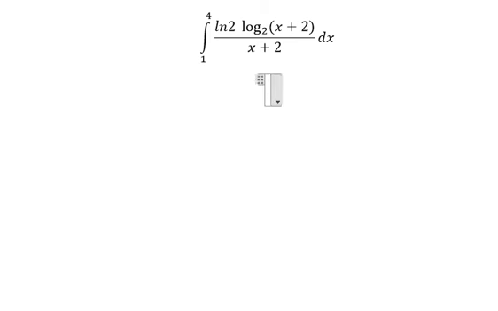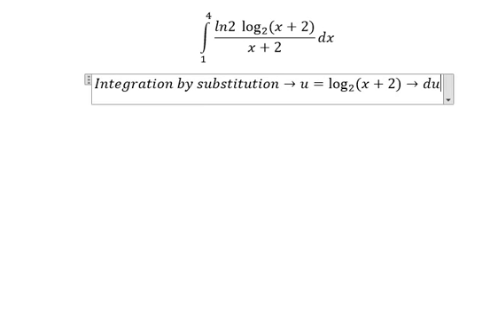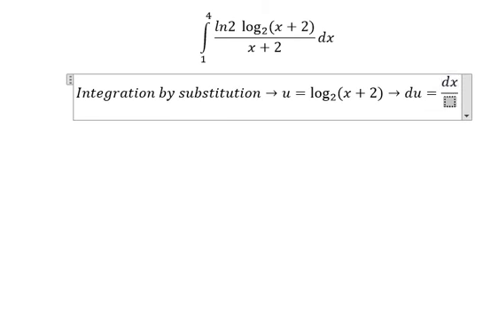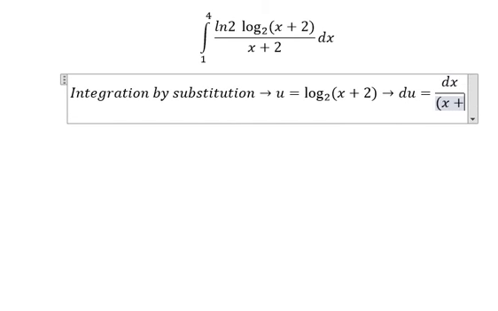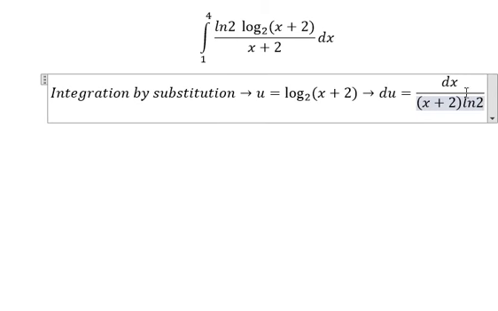We need to use integration by substitution. So we put u equals to this one. Du, you got the x over x plus 2, ln 2. So in this situation we put ln 2 on the left.